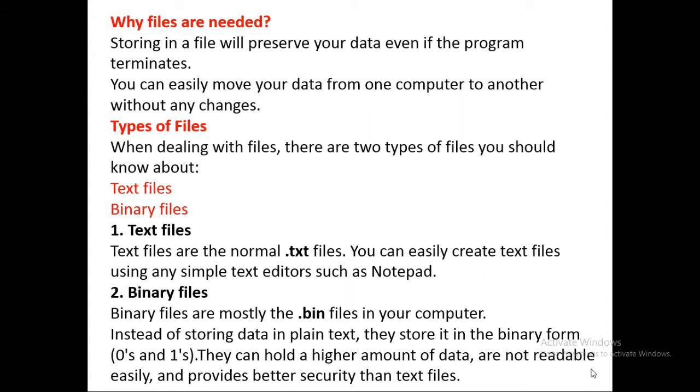Text files are the normal .txt files. We type text files using Notepad, a tool you can find in your system itself, or else you use an editor. These are called editors. Your C program window is an editor, a C editor. An editor is a platform to type the content, right? And the second one is the binary file.